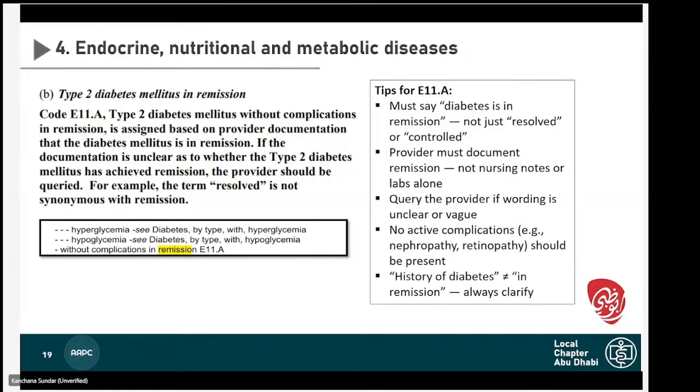And history of diabetes is not an equivalent term to remission. Always clarify. So these are the important tips I wanted to bring today on type 2 diabetes mellitus in remission. It is a wonderful code inclusion for our change, because now the physicians will be able to identify who is active, who is controlling, and who is a completely resolved case. So we will be building very good statistics on utilizing this code which has been included in 2026. So that's about type 2 diabetes mellitus in remission.